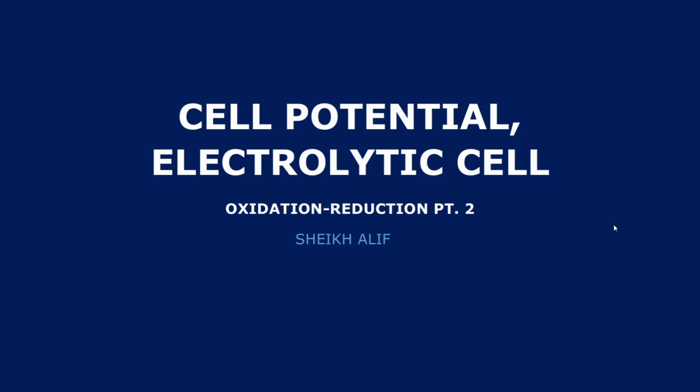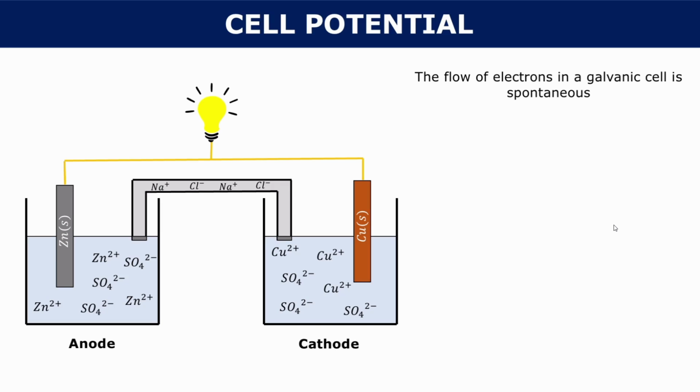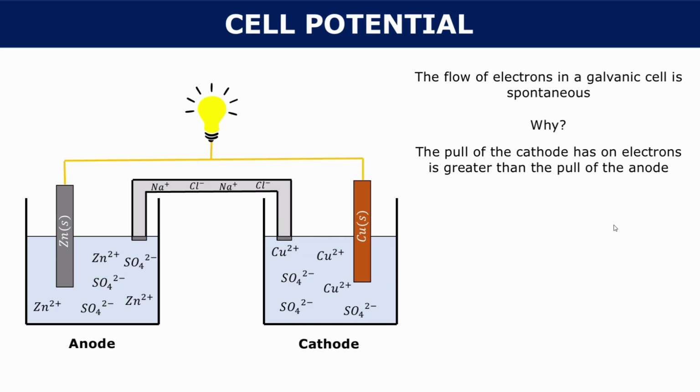So remember our diagram of a galvanic cell. And the thing about a galvanic cell is that the flow of electrons in a galvanic cell is spontaneous. Why is that the case? Why do electrons flow from the anode to the cathode so seamlessly? Well, really, the pull that the cathode has on electrons is greater than the pull the anode has.